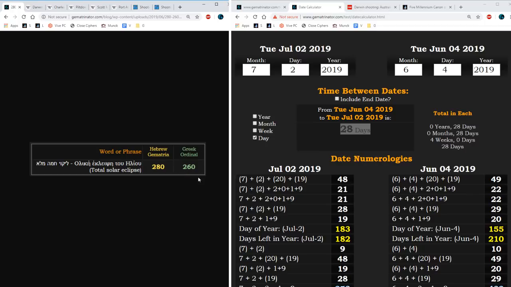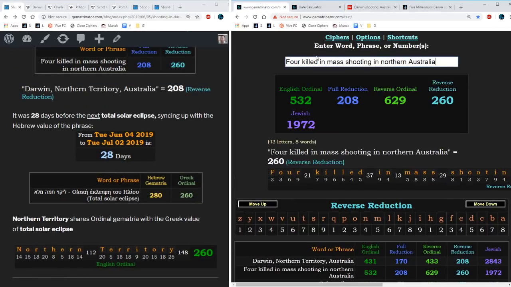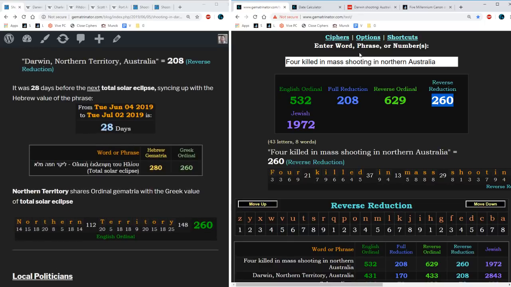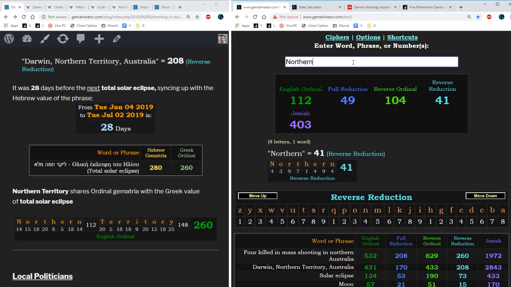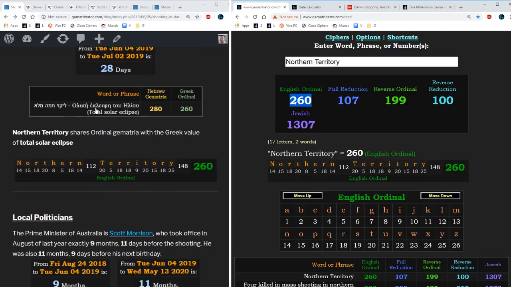Now, in Greek ordinal, total eclipse of the sun sums to 260. And there are a number of ways to write this phrase out, so let's not put too much significance on the 260, but CNN's headline did give us that 260 in the reverse order. 260 is also the ordinal value of Northern Territory.